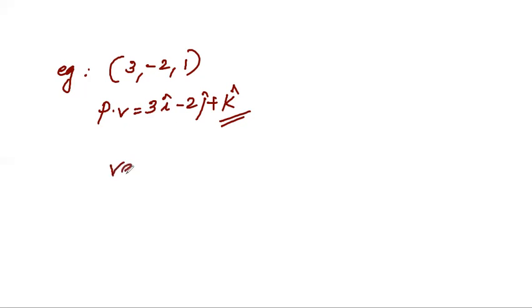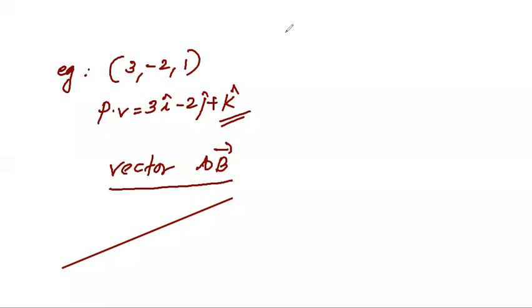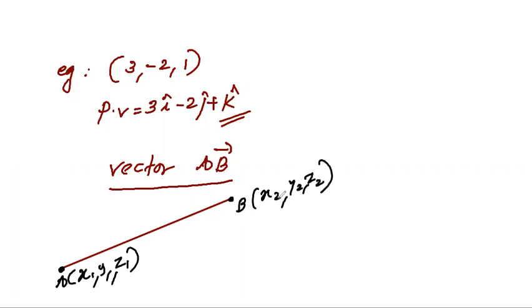Now let us discuss the concept of vector AB. We know that vector AB is a vector starting from the point A. A has the coordinates x1, y1, z1, and B has the coordinates x2, y2, z2. We know how to find the position vector of x1, y1, z1, and of x2, y2, z2. So we have a vector from A to B.